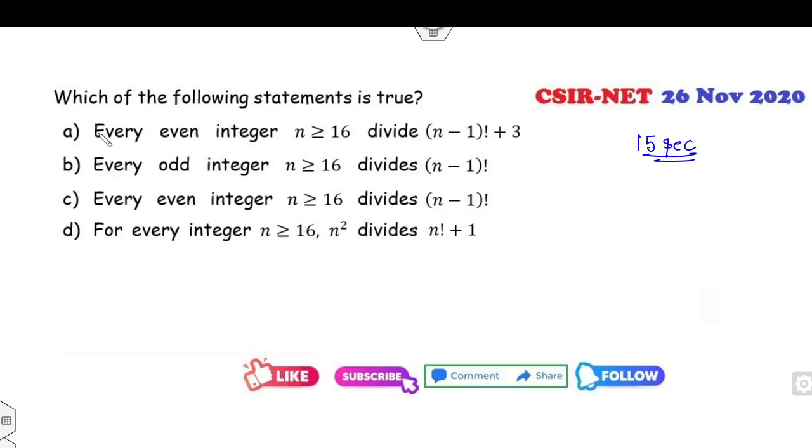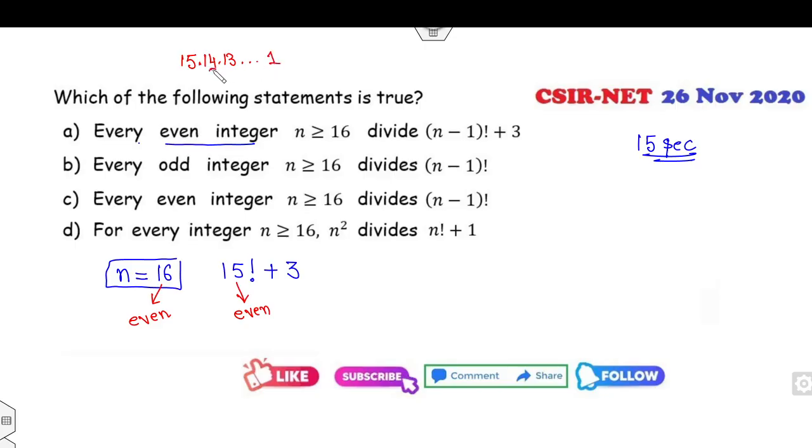Now, how can you solve this? Look at that. If you read the statement very carefully, every even integer n is greater than 16. You can choose any even number. Let's say n is 16. Then what will happen? N minus 1, 15 factorial plus 3. Is it divisible? You can see 15 factorial is an even number, because if you open it, it will be 15, 14, 13 up to 1. Clearly, because of this even number, the product is even. This is an odd number. So even plus odd, with a plus sign, will be odd. But the left hand side is even. Is it possible that an even number is divisible by an odd number? No. So that is the wrong answer.